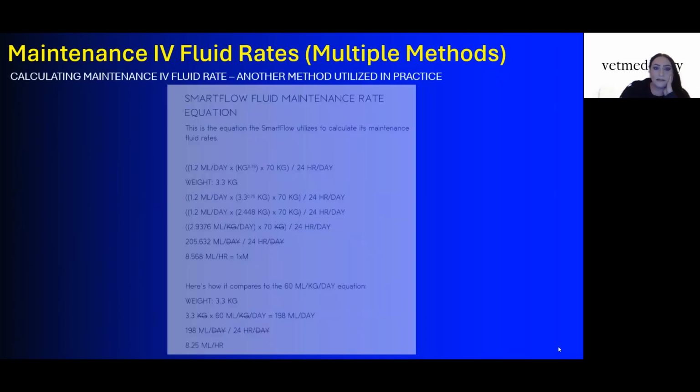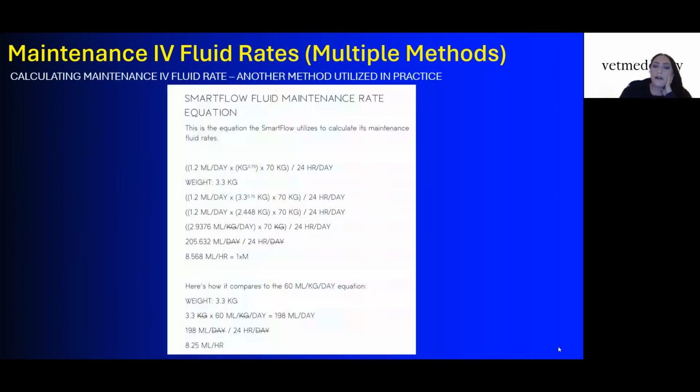All right. This is how SmartFlow actually calculates maintenance fluid rates, which is a little interesting. I hadn't seen this prior to finding it in the program one day, but that's how it compares to the 60 mL per kg per day equation. It's a little bit higher.